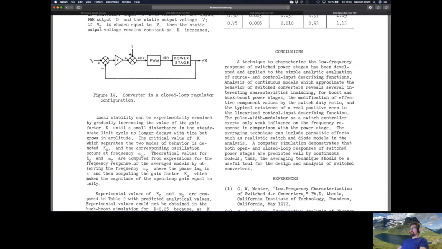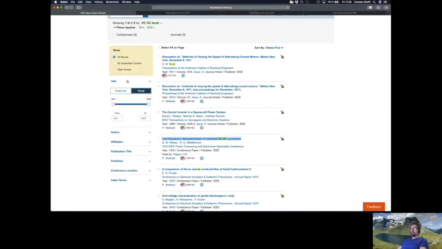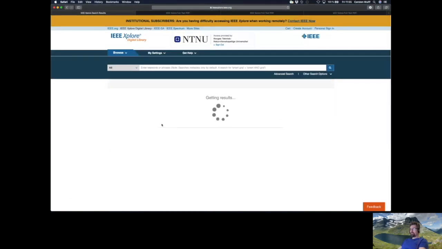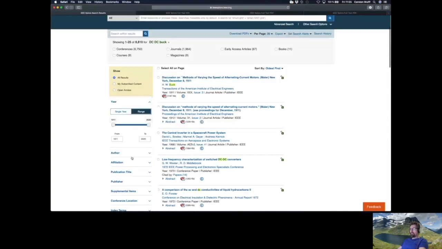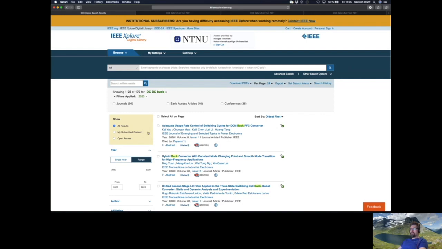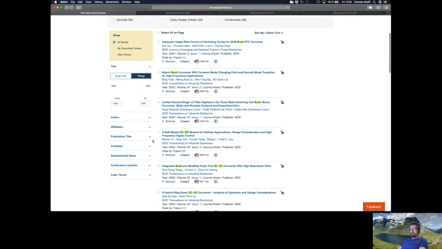So what I was about to say is that if we go the other end and you search for the latest paper on buck boost, let's do only 2020. How many papers do we find? 170. That's too many. Then we need a selection criteria.